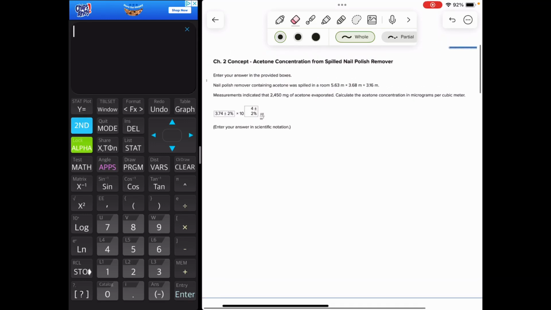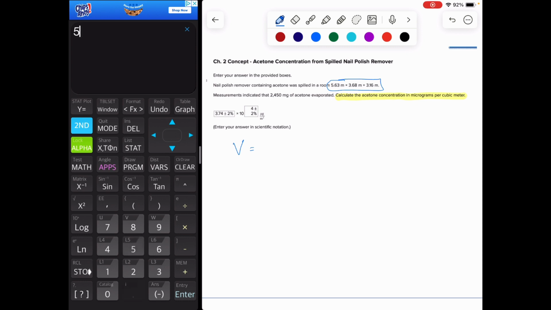All right, here's another problem from chapter 2. This was an acetone spill, and it wanted you to calculate the final answer, which was acetone concentration in micrograms per cubic meter. They're giving you the size of the room that it was spilled in. The first thing I'll do is calculate the volume of the room in cubic meters. So you just multiply those three together.